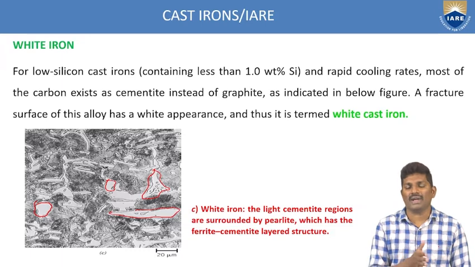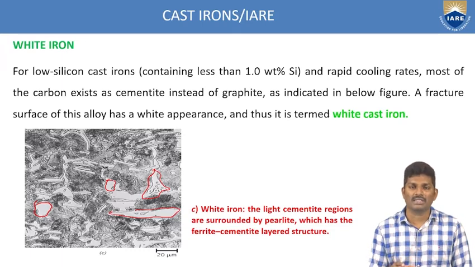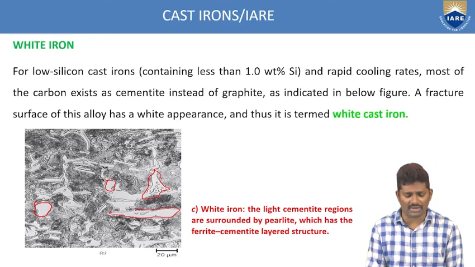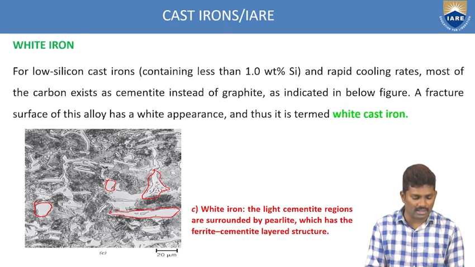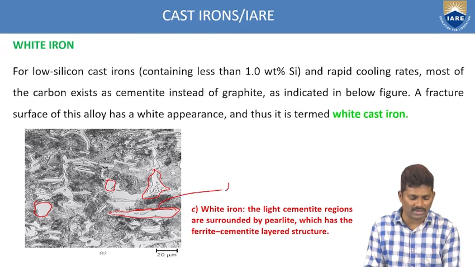So you have to differentiate by seeing the microstructure what type of material it is. The light cementite regions are surrounded by pearlite. Again, the white regions are surrounded by pearlite. And the dark regions you are seeing are the pearlite.